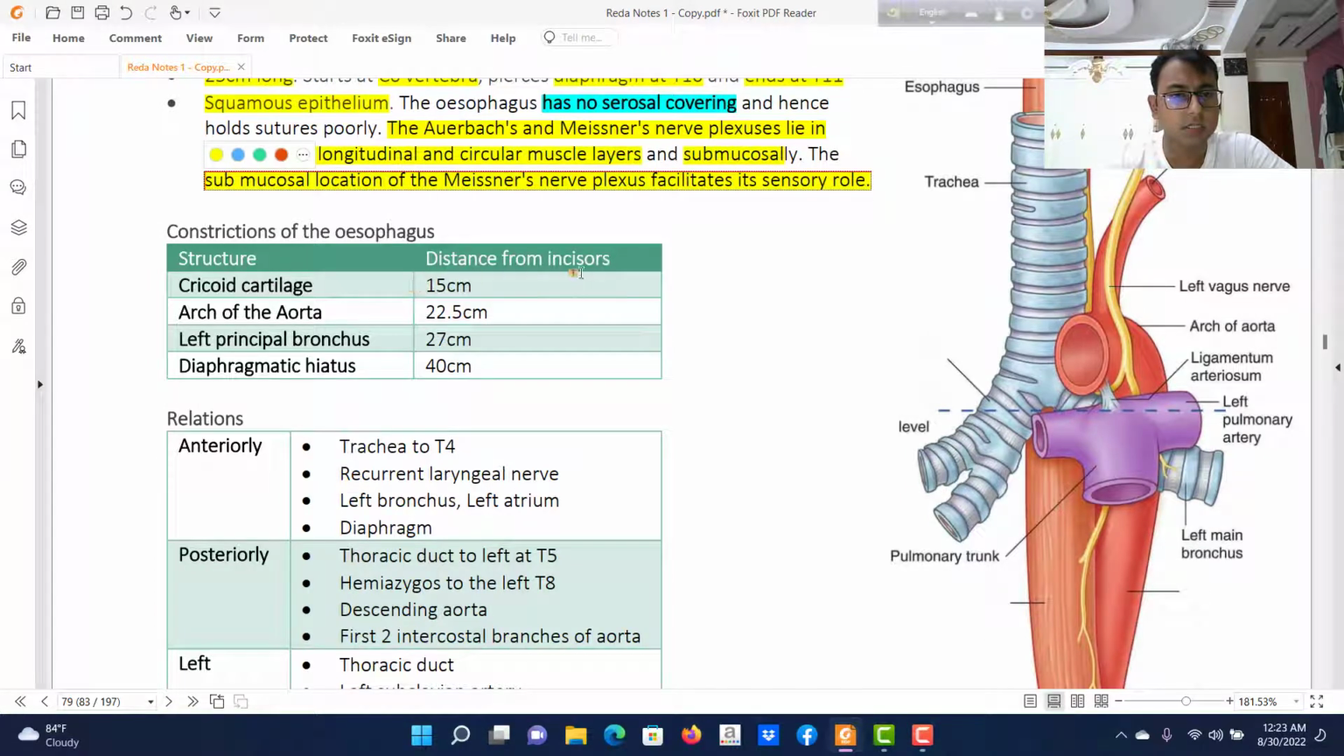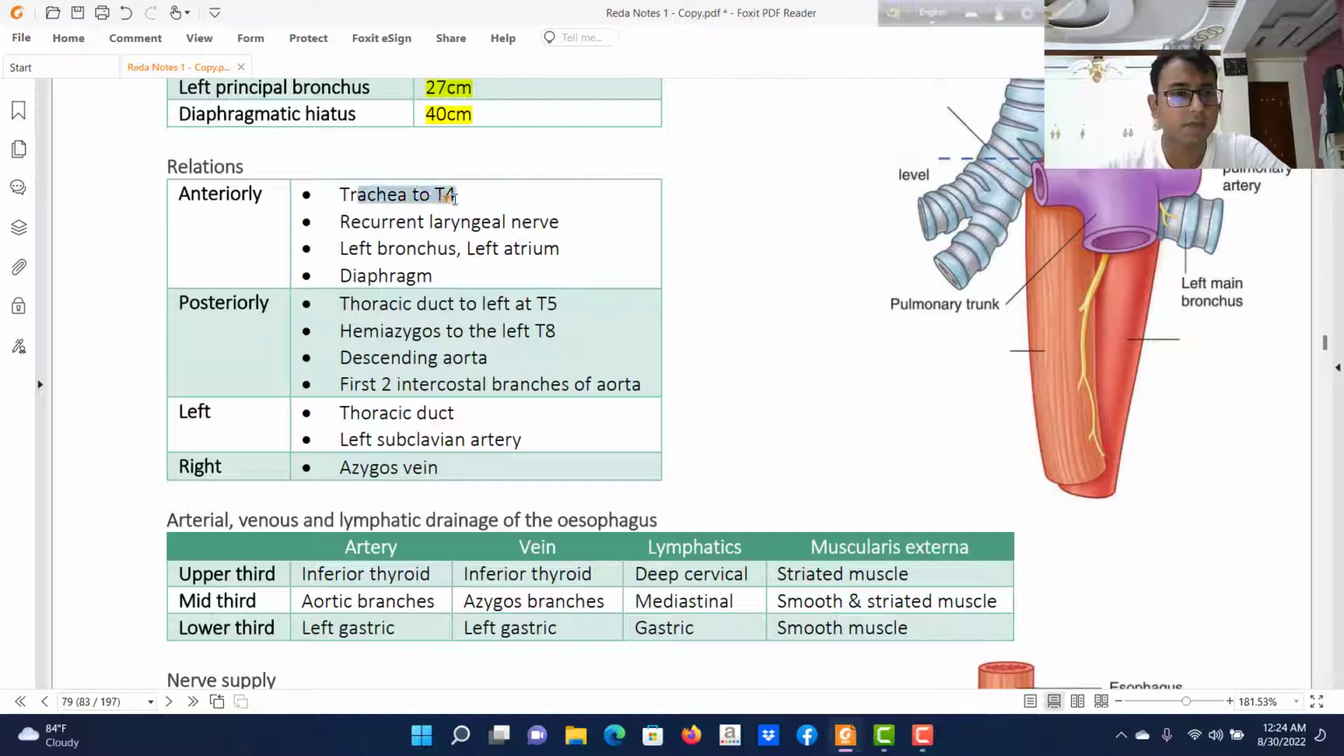The cricoid cartilage is 15 centimeters from the incisor teeth. The arch of the aorta is 22.5 centimeters. The left principal bronchus is 27 centimeters, and the diaphragmatic hiatus is 40 centimeters. So what are those? Those are the natural constrictions of the esophagus. These are the points where malignancies usually occur. These are the junctions or constrictions where a foreign body is easily obstructed or lost. So you must know at which level you are. You will find these constrictions at the cricoid cartilage at 15 centimeters, the arch of the aorta at 22.5, the left principal bronchus at 27 centimeters, and the diaphragmatic hiatus at 40 centimeters. Anteriorly, the trachea to C4, recurrent laryngeal nerves, left bronchus and left atrium, and the diaphragm.